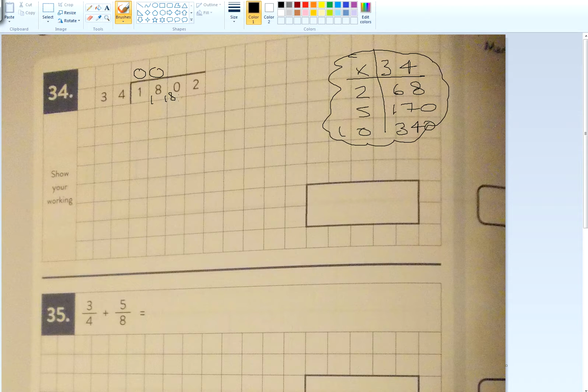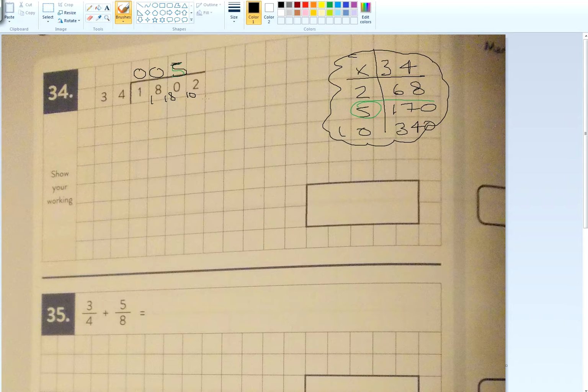Okay, now we have how many 34s go into 180? If you look at our mini times table, 34 will go into 180 how many times? 5 times. And it'll leave you a remainder of 10. So we got 5, remainder 10.